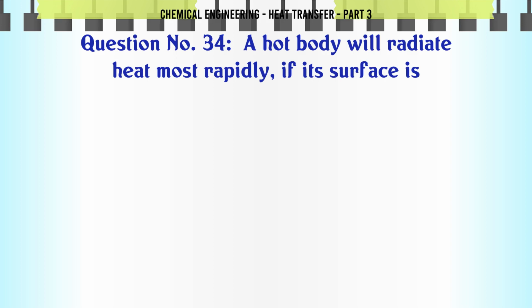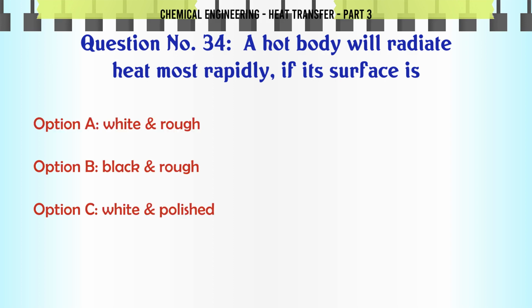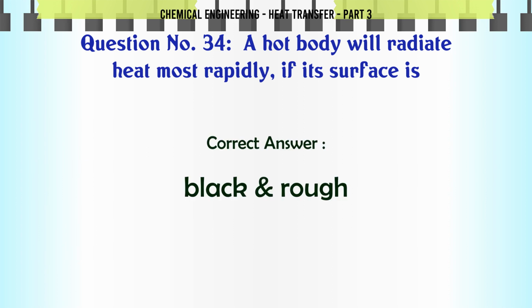A hot body will radiate heat most rapidly if its surface is A. white rough, B. black rough, C. white polished, D. black polished. The correct answer is black rough.